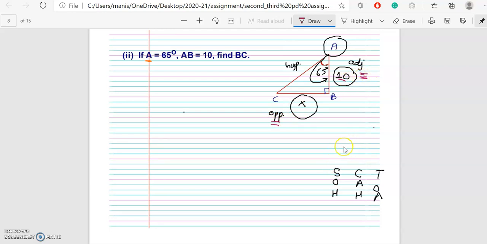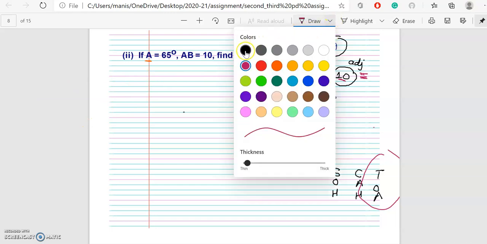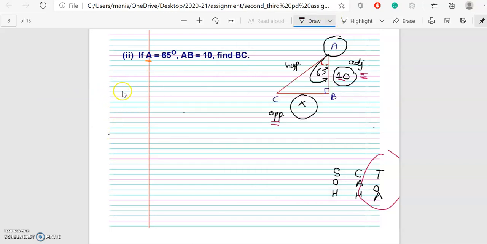Tell me which ratio you will use. Does it say opposite? Yes. Does it say adjacent? No. Does it say opposite? No. Does it say adjacent? Yes. So we'll use which one? This one. So what you will do is you have to write it over here. Look here, I'm writing for you. Set it up like this. You will write over here opposite over adjacent.